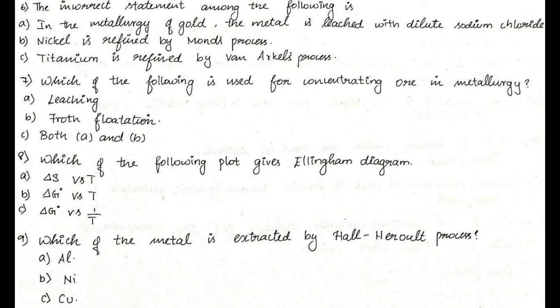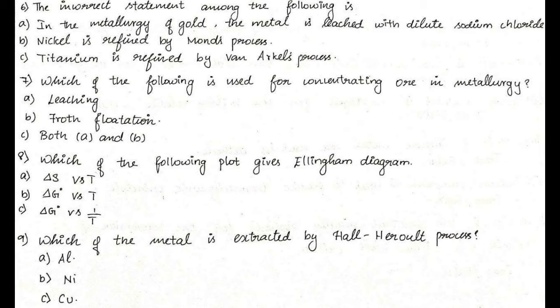Seven, which of the following is used for concentrating ore in metallurgy? Dash. Option A, leaching; option B, froth flotation; option C, both A and B. Eight, which of the following plots gives an Ellingham diagram? Option A, delta S versus T; option B, delta G versus T; option C, delta G versus 1 by T.